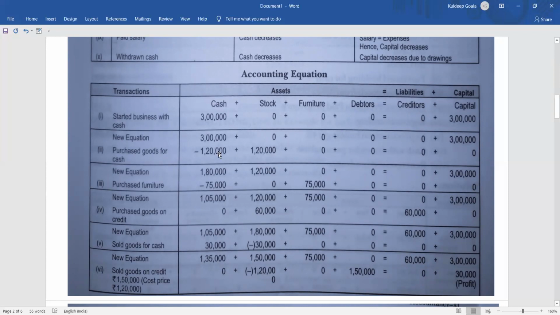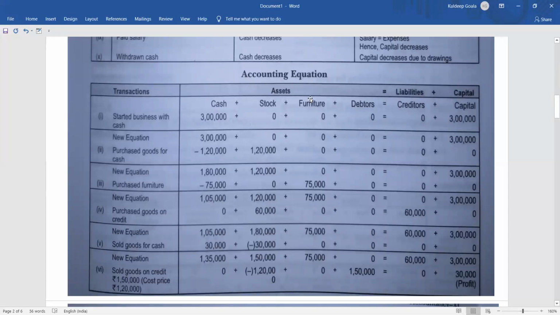Then coming to the transactions, one by one we'll start. First of all, we have to make the format. So you can make it like this. If you want to make a serial number column, you can make it on the left side, or you can start directly with transactions. Then Asset equals Capital plus Liability, or Liability plus Capital, as you like, no problem in that.